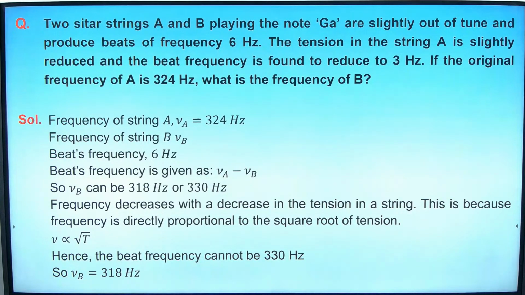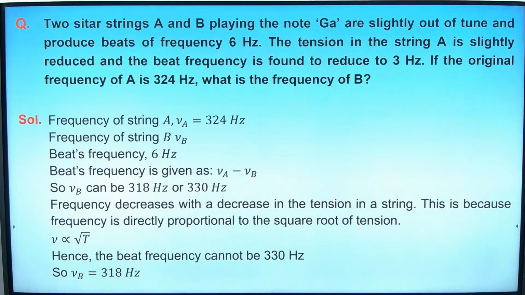I have a doubt, sir. Please ask me, Abhinand. So they decrease the tension, sir. That means the frequency is also going to decrease. Yes, obviously. So initially it was 6 hertz. Then after they decreased it, it's going to become lesser. They said it has become 3 hertz. Yes. That means it can't be 330. See, understand what I am saying.